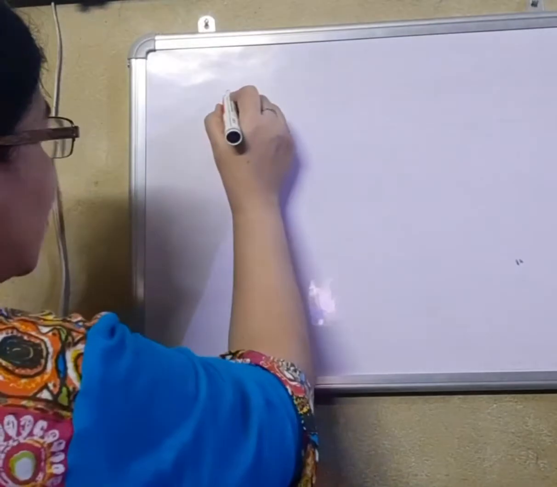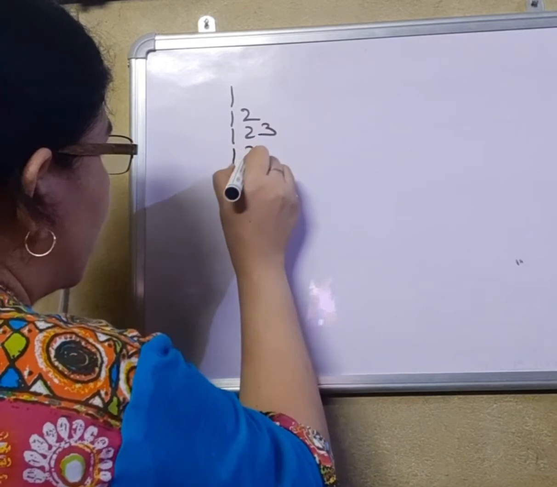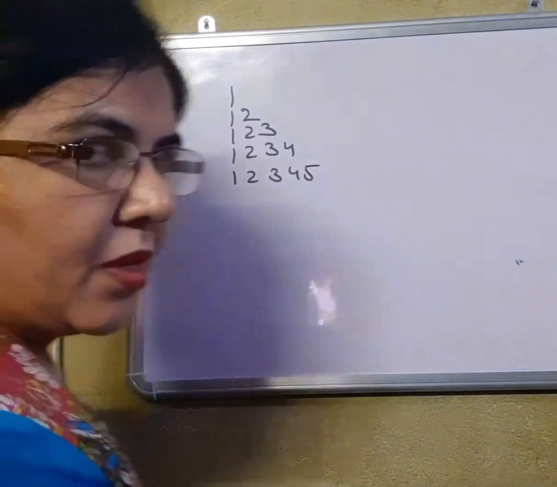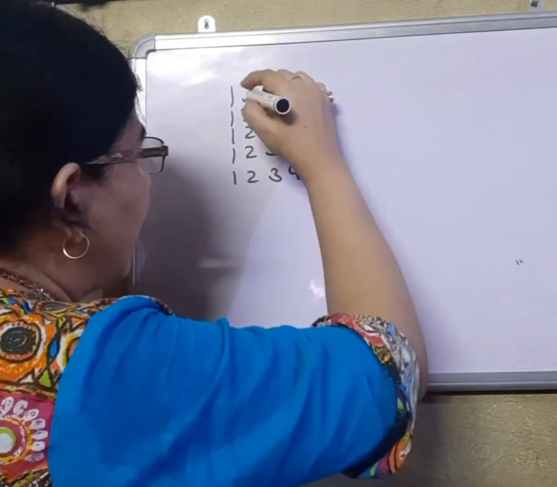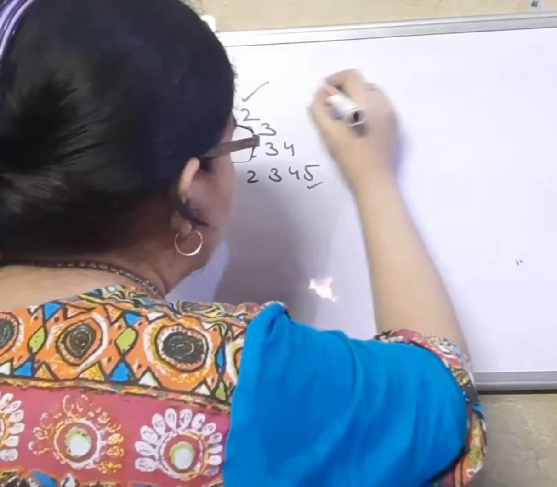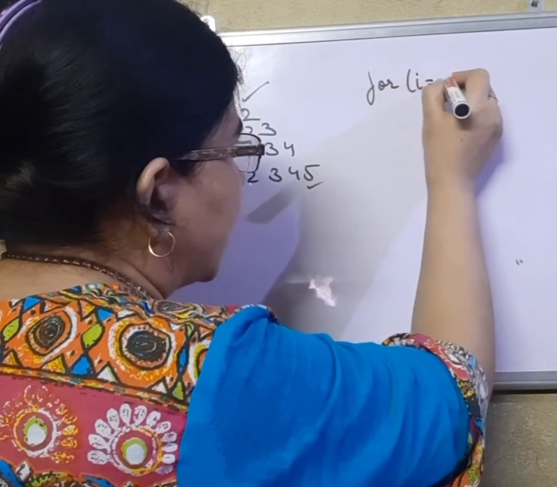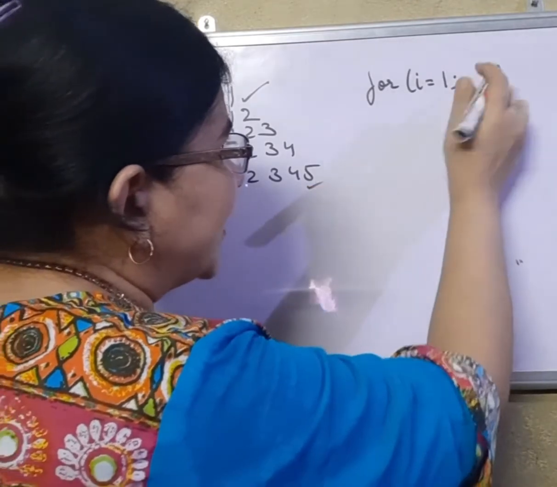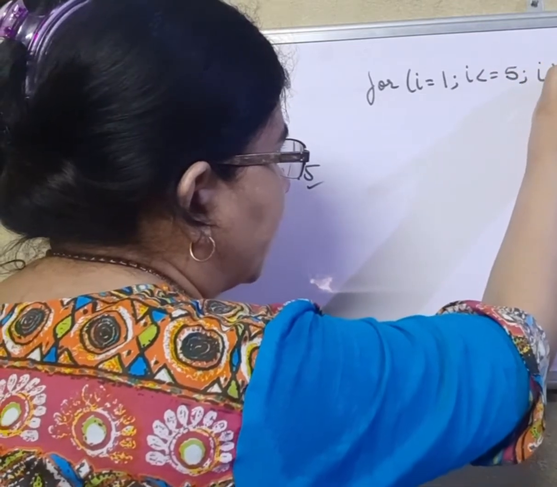Suppose we have to print the pattern 1, 1 2, 1 2 3, 1 2 3 4, 1 2 3 4 5. To print this pattern, we first have to look at the starting value of the first line and the ending value of the last line. What is the ending value of the first line? It is 1, so we will start our I loop with 1. What is the ending value of the last line? 5. So I is less than equal to 5, I plus 1.